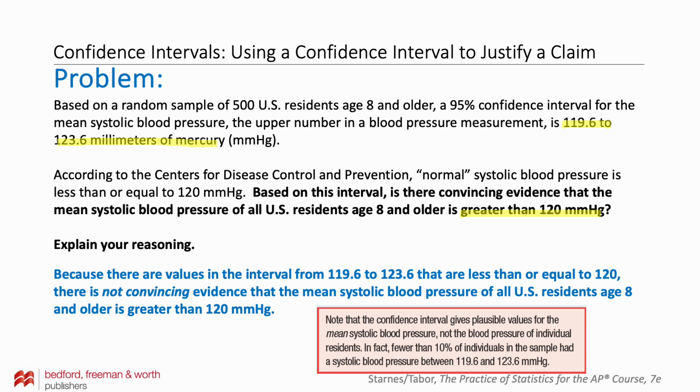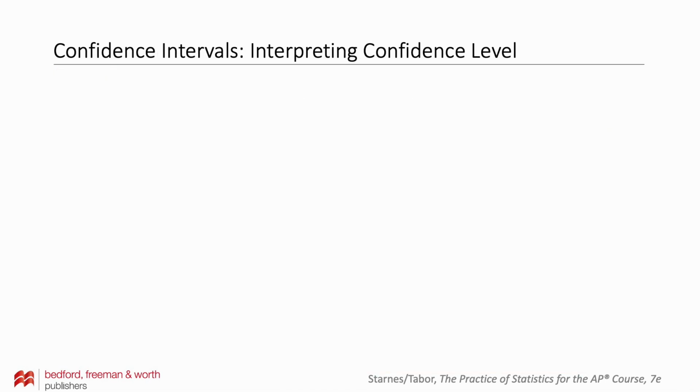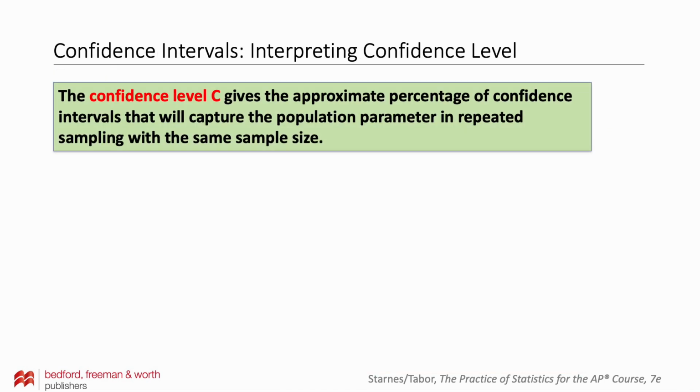Now remember that the confidence interval gives plausible values for the mean systolic blood pressure, not the blood pressure of an individual resident. So that's important. Now that we understand confidence interval, let's understand what confidence level is.